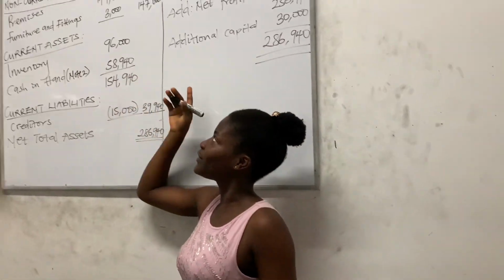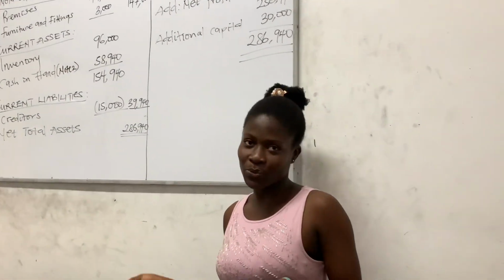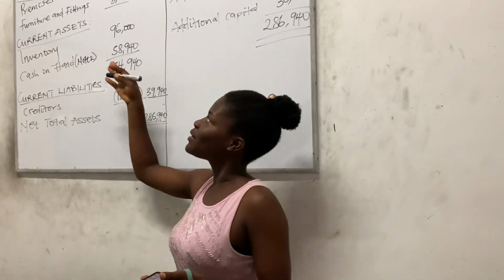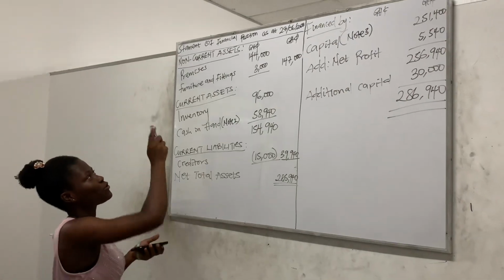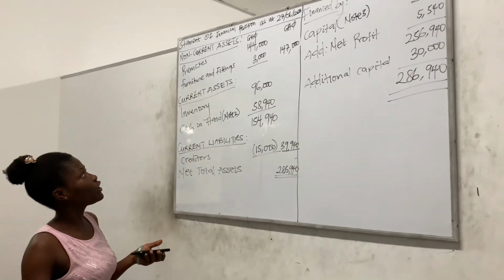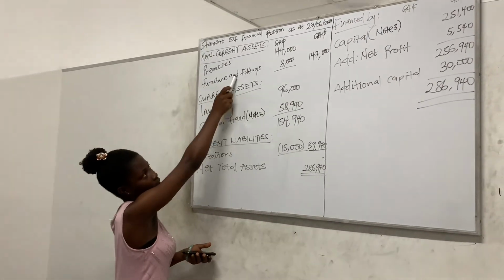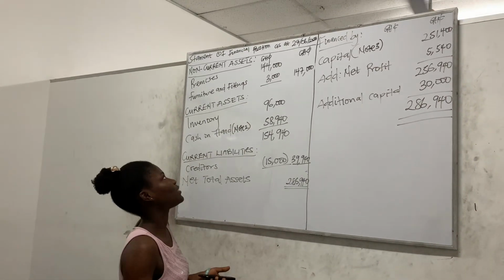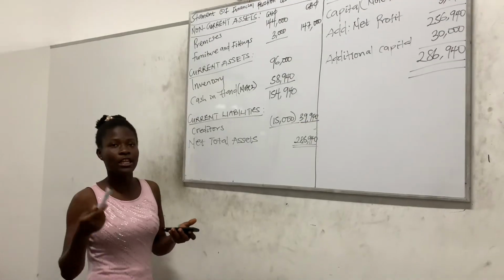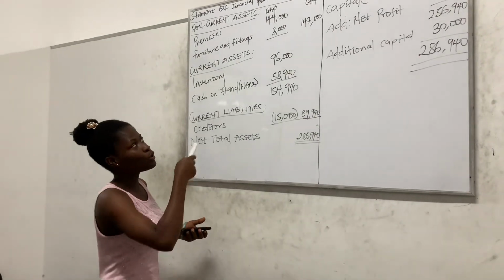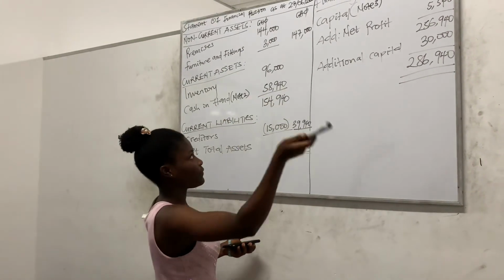Okay, so after you are done preparing your income statement for the week, we will move on to prepare the statement of financial position for that week. In preparing the statement of financial position, we'll first start with our non-current assets. We had premises, that's 144,000. Furniture and fittings, that's 3,000. We didn't have any depreciation, so the total was 147,000.